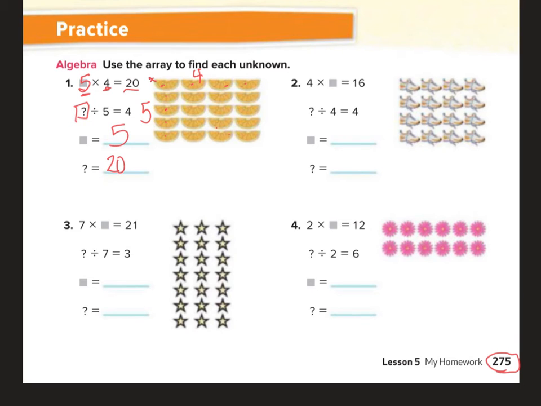All right, let's look at this next one. Here I have 4 on this side of the array and 4 on that side of the array. Look at that, 4 times 4. And that equals 16. So I know if I have 4 groups of 4, the box is 4. It is equal to 16. And therefore my beginning number should be 16 divided into 4 equal groups is 4 in each group.